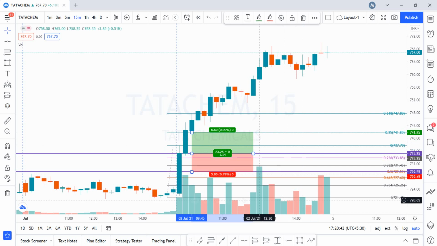Along with that, what we are actually checking, if you see, this is the volume area, and here we are checking that the volume of this first candle is at least more than twice that of the previous candle.